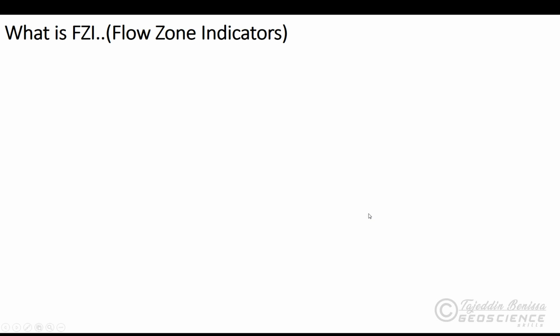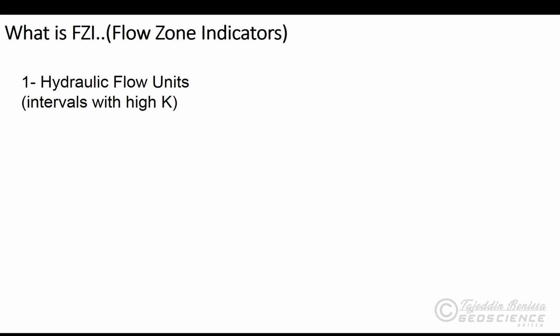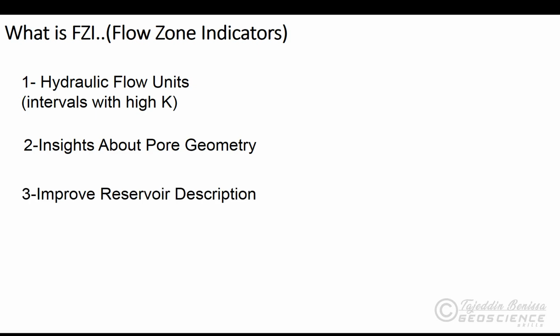What is FZI? It's defined as a flow zone indicator. The FZI is a technique to identify hydraulic flow units within the reservoir by the integration of petrophysical parameters, mainly core porosity and core permeability. It also provides insights about pore geometry in complex reservoirs such as carbonate. It also improves reservoir description and understanding in terms of pore geometry variation within different lithologies.